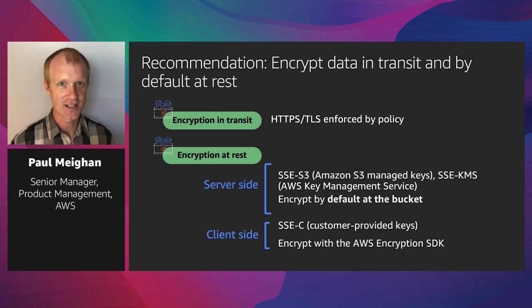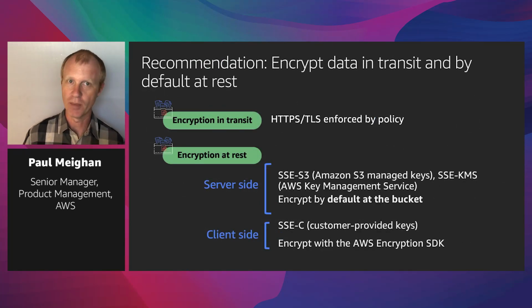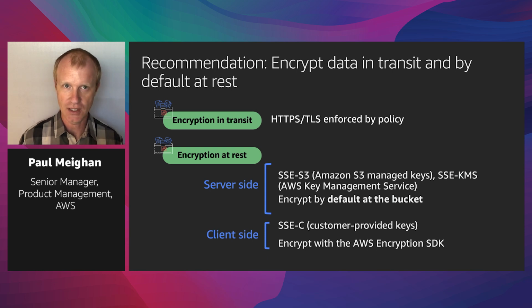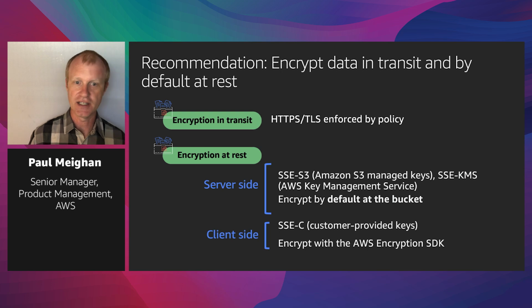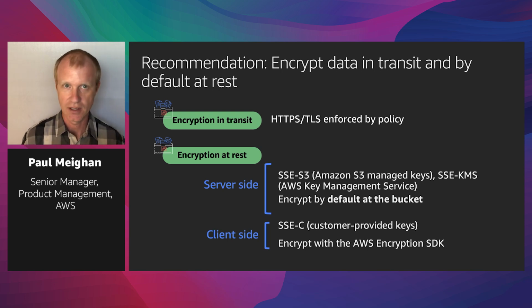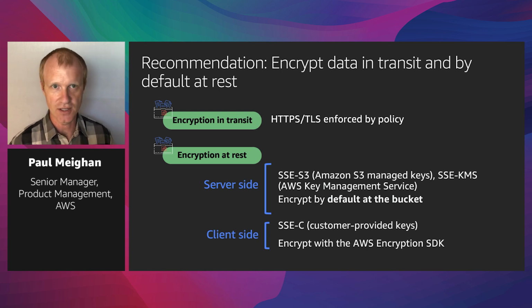One more thing on the security side is encryption. We have a bunch of encryption options that you can go take advantage of. We have the ability to encrypt in transit according to policy. So you can write a bucket policy that says, hey, this bucket only accepts HTTPS connections. That's a very simple policy to write and enforce. That's on the encryption in flight side, or the encryption in transit side.